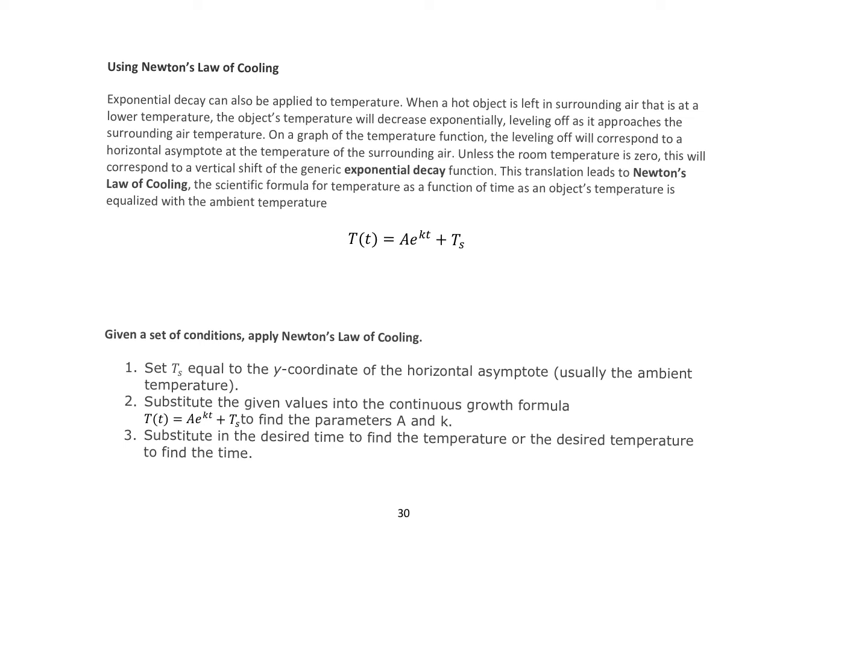The model is called Newton's law of cooling, and it's represented by T(t) = A e^(kt) + T_s. T_s is going to be the ambient temperature of the room. We're going to put that in first, then substitute any given values into the continuous growth formula, and then find the parameters A and k. Once we have that, we substitute the desired time to find the temperature, or the desired temperature to find the time. On the next slide, we'll have an example.